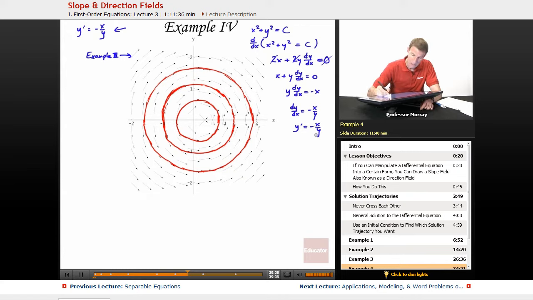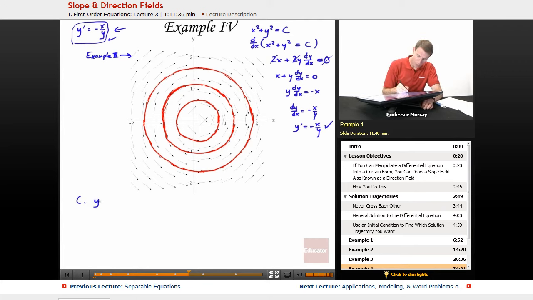And lo and behold, I see that it does satisfy this differential equation. So I've now checked that that is the general solution to this differential equation. So the last part of this example, the last task we had to do, was to solve the differential equation subject to the initial condition we were given in part C of the instructions.